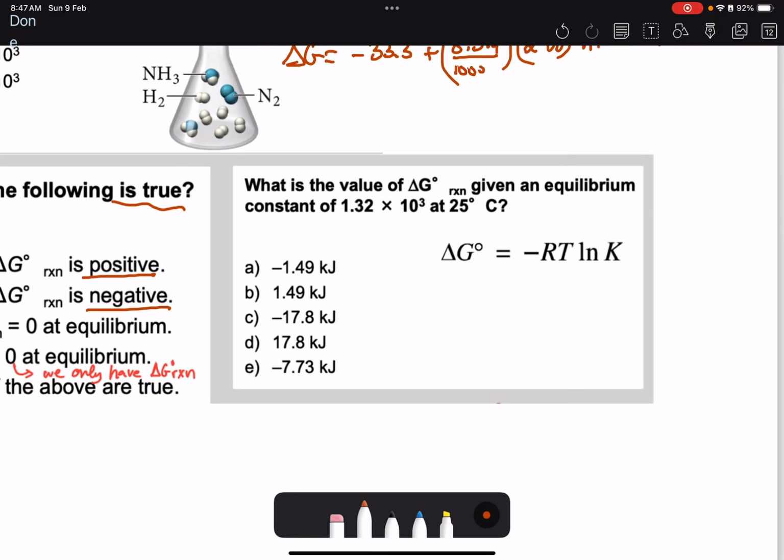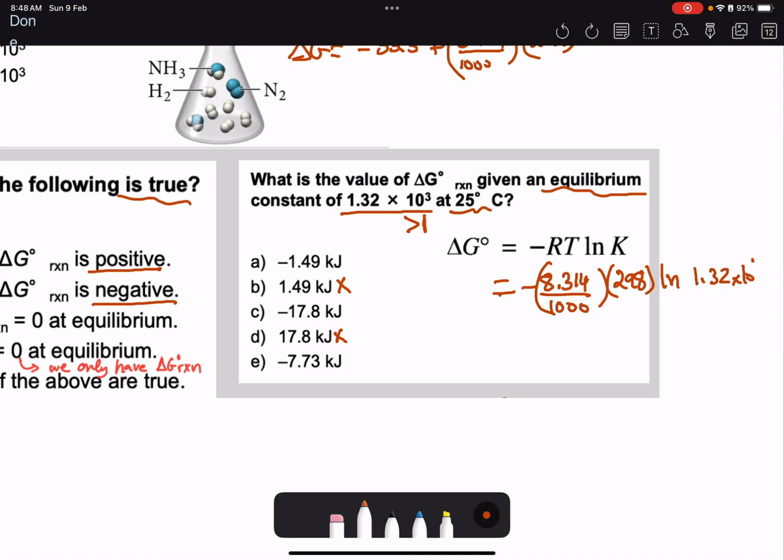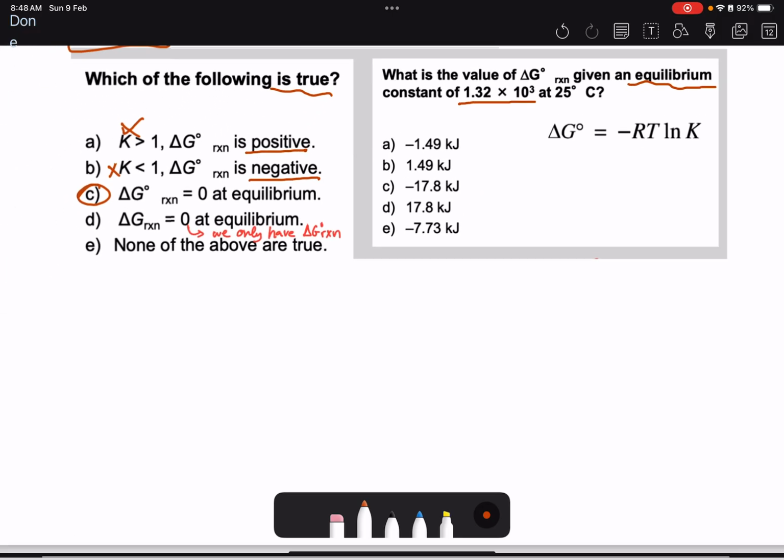What is the value of delta G standard if K or Q is given? So I can do something. We are at equilibrium, so we're dealing with equilibrium. That's why they wrote K. Having K more than 1, so definitely the reaction is spontaneous. I can eliminate A and D. Now I just need to do my calculations in order to find the value. So minus 8.314 over 1000, multiplied by the temperature in Kelvin, once I convert it to Kelvin, multiplied by ln K. So plugging this into our calculator, we'll find choice C to be the answer.